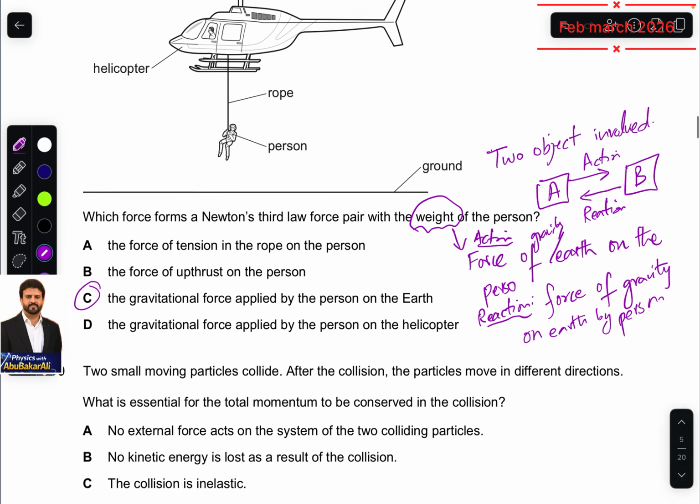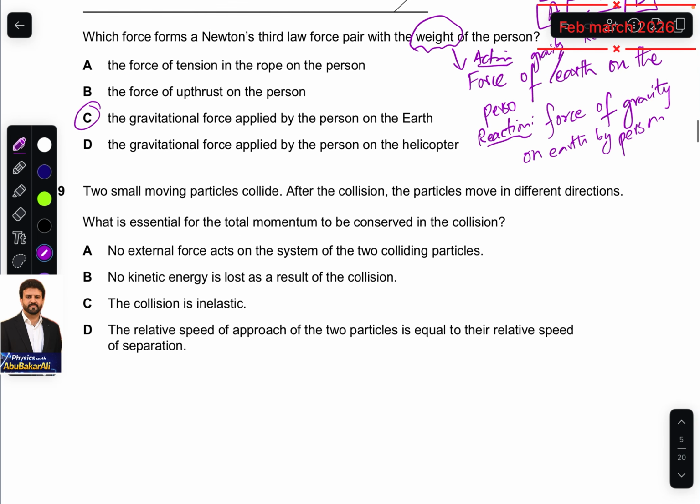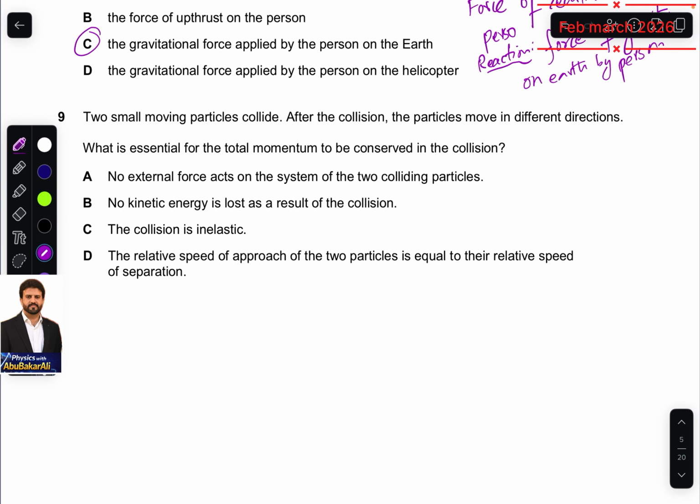Okay, moving forward, question 9. Two small moving particles collide. After collision, the particles move in different directions. Okay, what is essential for the total momentum to be conserved in the collision? Okay, no external force acts on the system of the two colliding particles. Yes, this is essential. Okay, the system should be isolated, it should be a closed system.